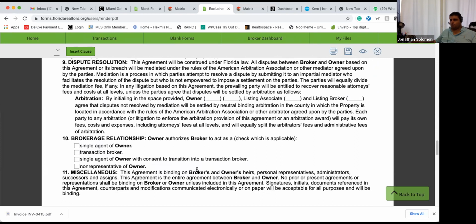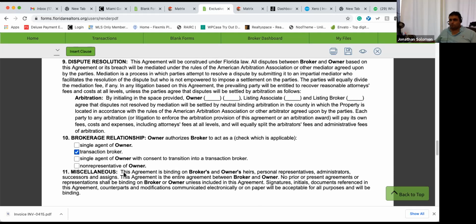What type of brokerage relationship are you going to have with your potential landlord? Is it going to be a single agent, a transaction broker, single agent of the owner, or non-representative of the owner? By default, you should always select the transaction brokerage. That means that if you do find a potential tenant for the property, you can represent both the tenant and the landlord safely. Your goal is to find the tenant as soon as possible, and whether it's your tenant or another brokerage's tenant, it's just as good.